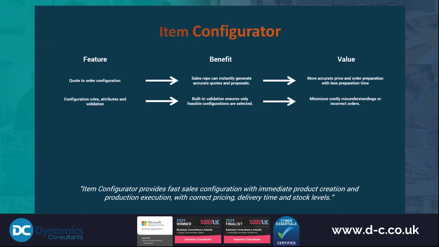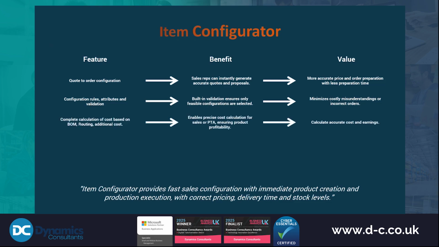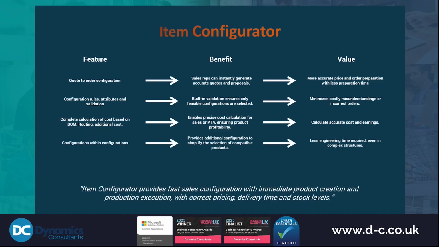But we must make sure that the thing they are trying to sell can also be created. So we have built-in validation, ensuring that we can only select configurations that we can actually create. Based on that configuration, we will also have a very accurate cost and earnings projection, because we can calculate the cost based on the bill of material, the routing, the work that actually needs to be done, and all kinds of additional costs.